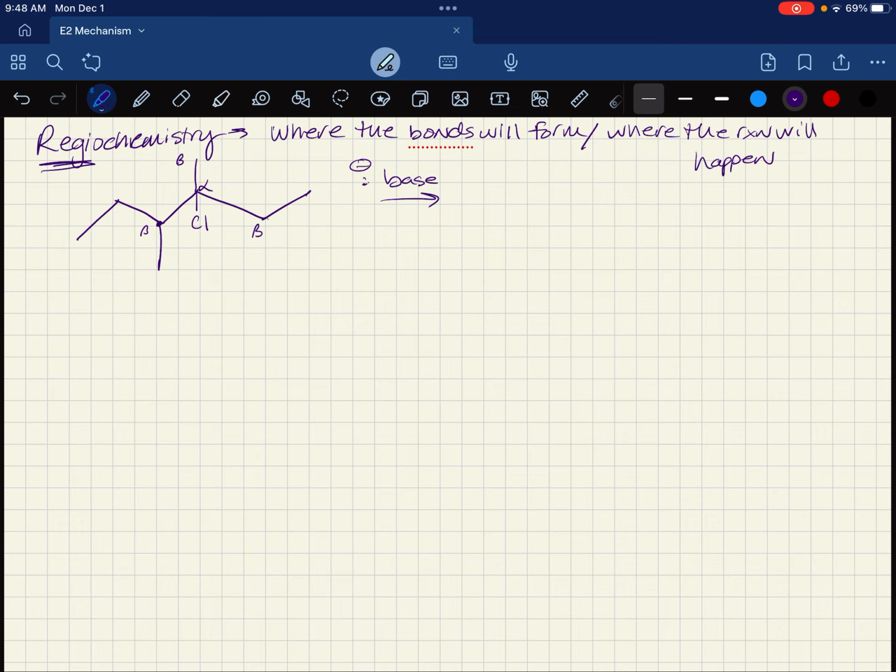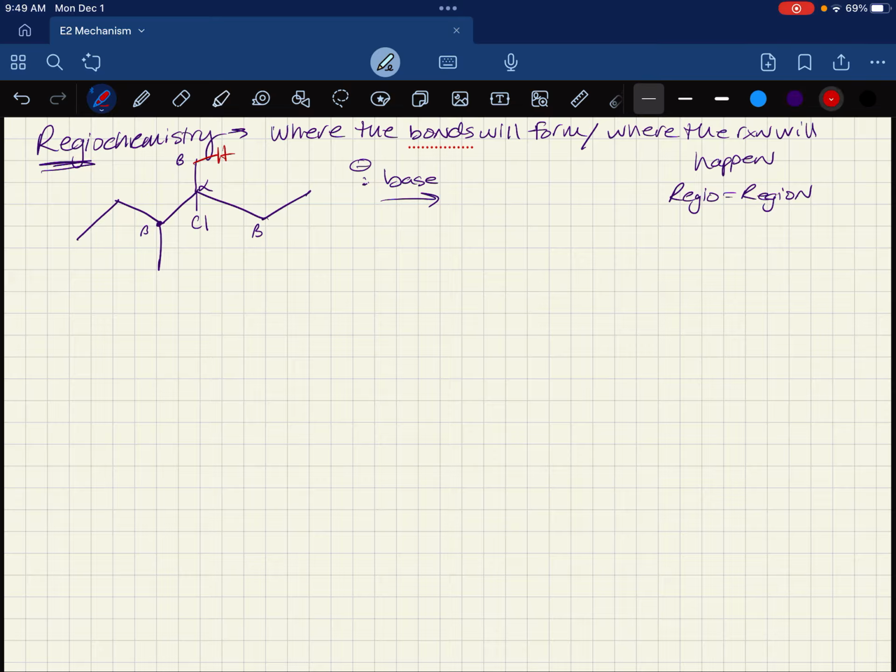Regio, I remember this because regio sounds like region, which is the different areas. Usually we think about that geographically, but here we're thinking about it within the structure. So what I'm going to do is use a few different colors here.